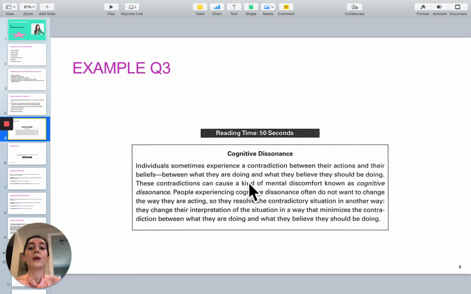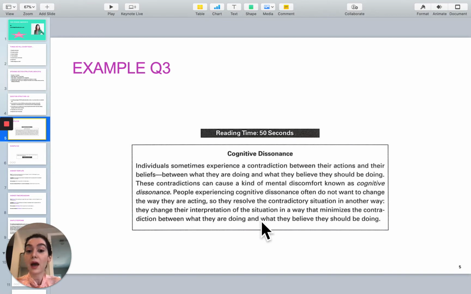People who experience cognitive dissonance don't change the way they're acting, but they resolve this kind of contradiction, which is cognitive dissonance, by changing how they interpret that situation. Okay, so this is good to understand.